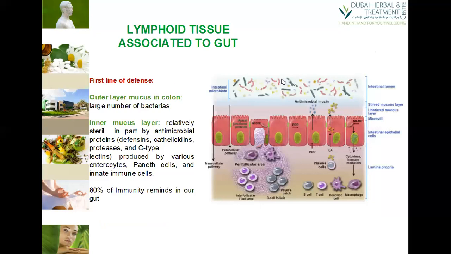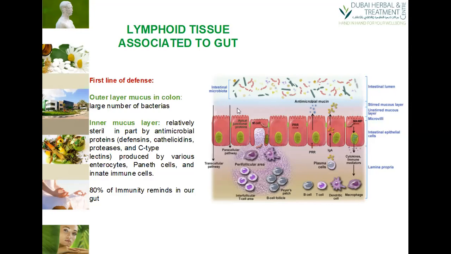I mentioned the lymphoid tissue associated with the gut, and the importance of our immune system for our gut microbiota. In this picture, we understand it better. This is our intestinal microbiota: the bacteria that live in our gut. Bacteria, viruses, archaea, fungi, all of them are together.